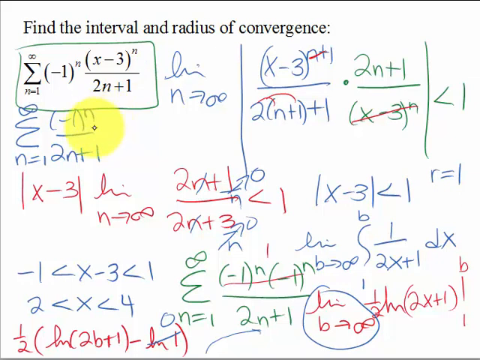So, because if I looked at 1 over 2n plus 1, I can see that as I let n go to infinity, that's going to go to 0. So by the alternating series test, this series converges, and so I need to include the 4. So my interval of convergence is going to be from 2 to 4, including 4.